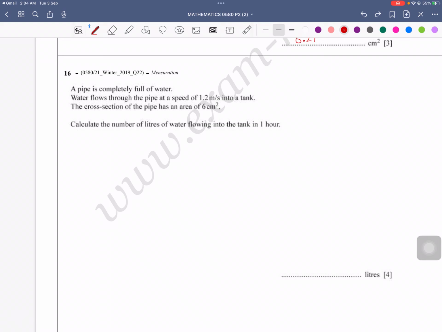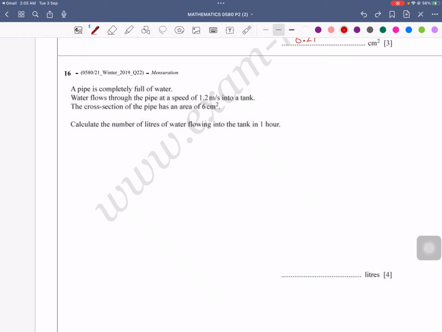We're saying a pipe is completely full of water. Water flows through the pipe at a speed of 1.2 meters per second to the tank. The cross-sectional area of the pipe, which is a circle, is 6 centimeters squared. Calculate the number of liters of water flowing into the tank in 1 hour. So the speed with which the water flows through the pipe is 1.2, and the cross-sectional area is 6 centimeters squared.